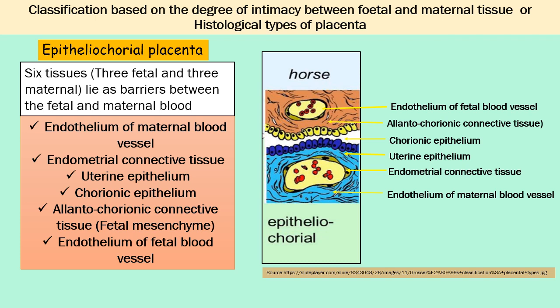Now the epitheliochorial placenta. This type of placenta is the most primitive and most superficial placenta, and it lacks significant invasion of the uterine lining. No destruction or invasion of the maternal tissues occurs, and no layers are therefore removed. Six tissues lie as barriers between the fetal and maternal blood. They are endothelium of maternal blood vessel, endometrial connective tissue, uterine epithelium, chorionic epithelium, allantochorionic connective tissue, and endothelium of fetal blood vessel.